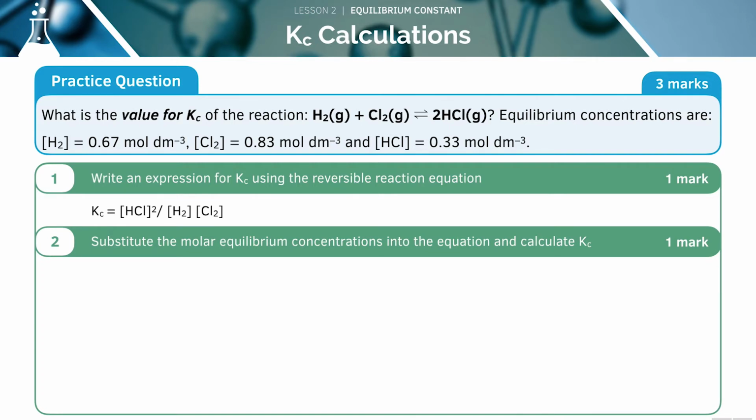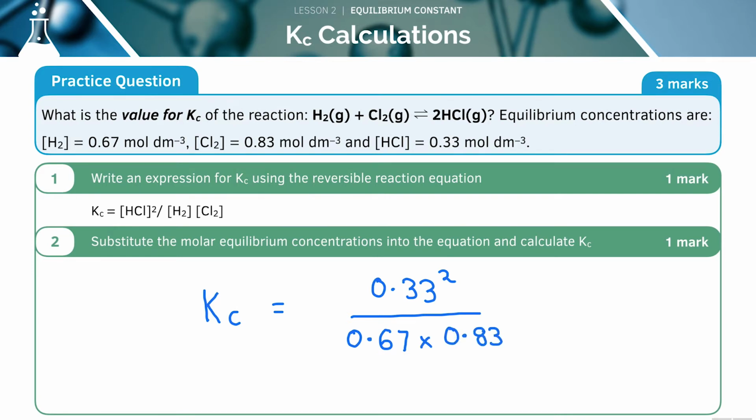Now, we can substitute in the molar equilibrium concentrations. So here, we would say that Kc is equal to 0.33 squared divided by 0.67 times 0.83. This gives us an answer of 0.196 to 3SF.